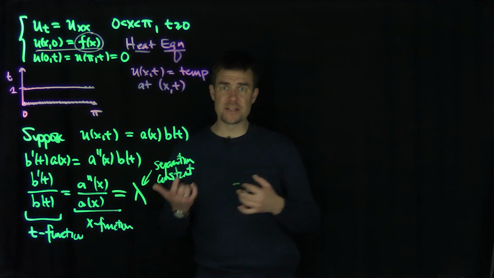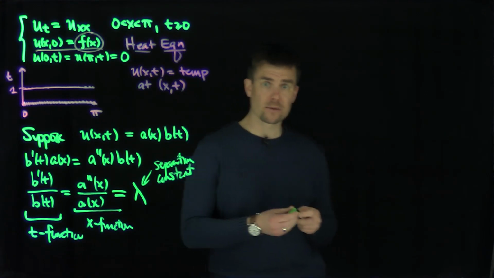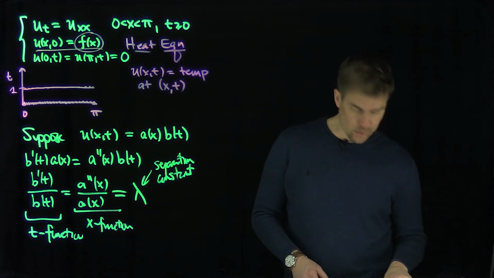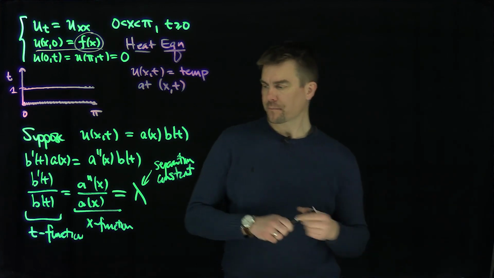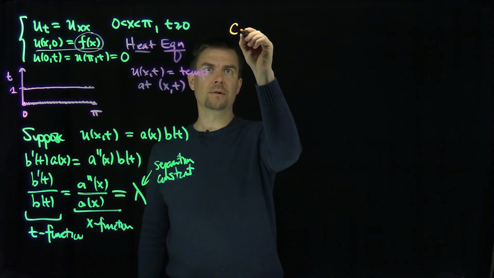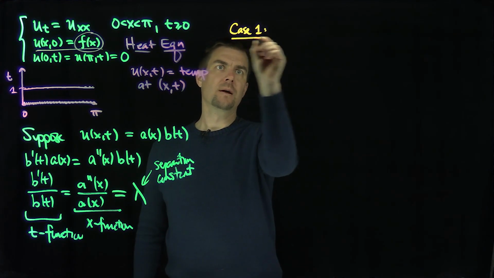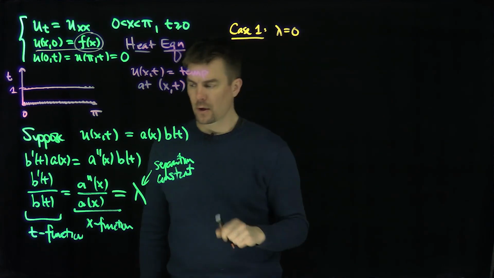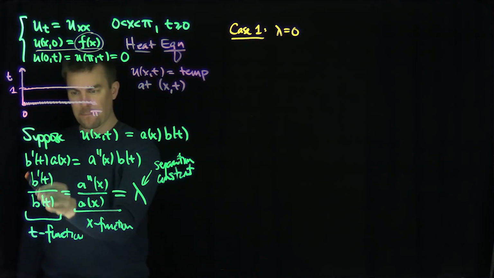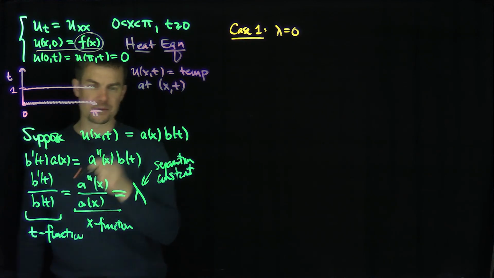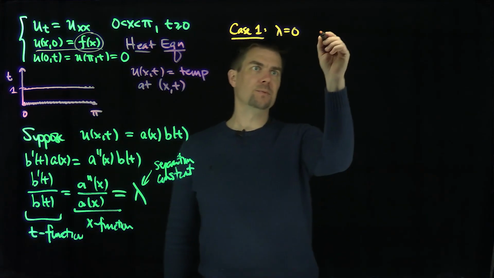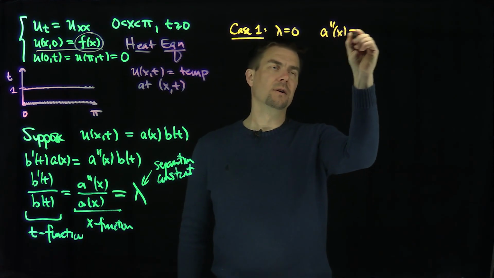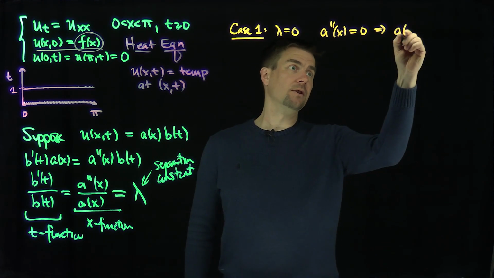Okay, so the separation constant can be one of three things. It can be positive, it can be negative, or it can be 0, right? So let's rule out some of those cases. The first case we're going to rule out is the case when lambda equals 0. So this is case 1, lambda is equal to 0, right? Well, if lambda is equal to 0, that says that b prime is equal to 0 and a double prime is equal to 0. So I'm going to focus on the a. That tells me that a double prime of x is equal to 0. That tells me that a is a linear function, right?